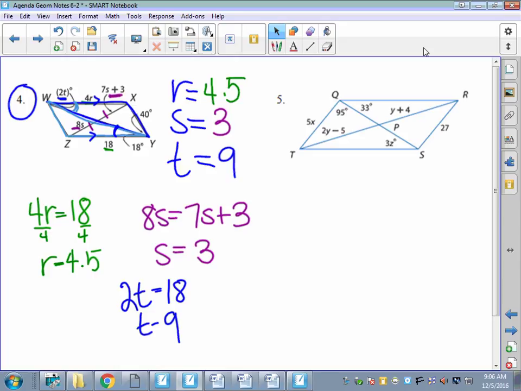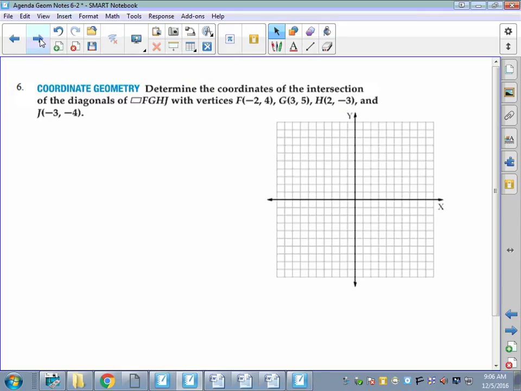So let's do one last. Let's look at this coordinate plane. So first of all, please sketch those 4 points. F is at -2, 4. G is at 3, 5. Make sure you label them. H is at 2, -3. And J is at -3, -4.